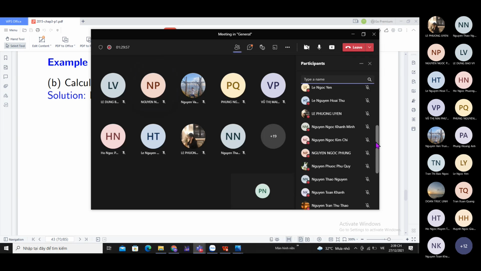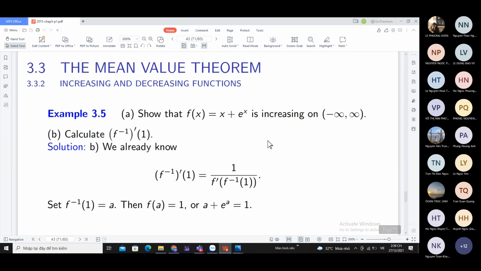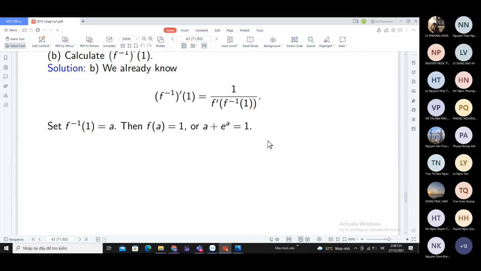Zero. A equals 0, right? Here you see, we have to determine a number A so that A plus e to the A equals 1. It means f of A equals 1. And clearly 0 is a solution. If you replace A with 0, you get 0 plus e to 0, which gives you 1. Right? And keep in mind that f here is a one-to-one function. So 0 is a unique number. So f of 0 equals 1.